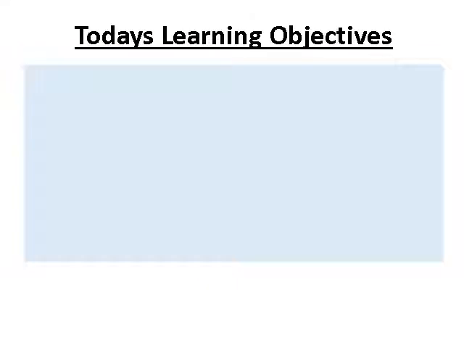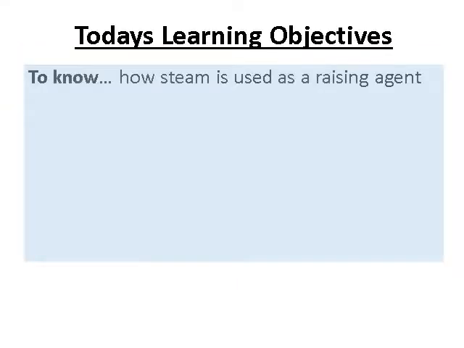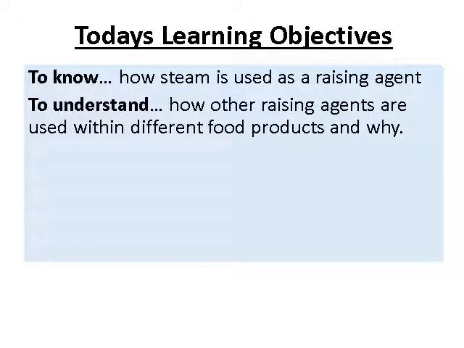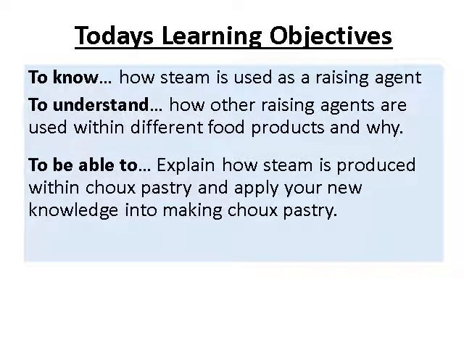With today's learning objectives, what we're going to do is to know how steam is used as a raising agent. We kind of touched on this in the last lesson, and also other raising agents. We're going to look at these raising agents again and understand why and how they're used within different food products, and by the end, to explain how steam is produced within choux pastry.